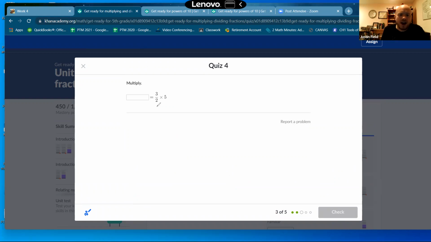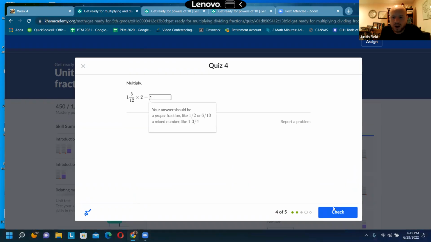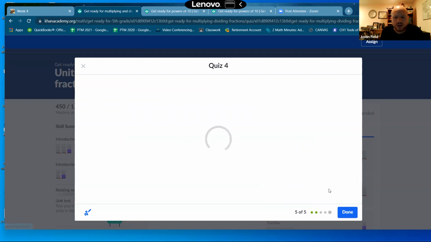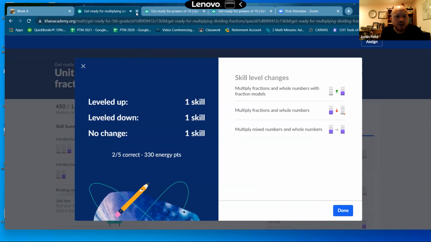Okay, 3/2 times 5. Well, you can do that one. Put that 5 over 1 and go for it. Make it into an improper fraction and go for it. Move the dot. We haven't done that. Move the dot to the number that equals 2 times 4/3. You can do it. Put the 2 over 1 and give it a try. Okay. So there we go.